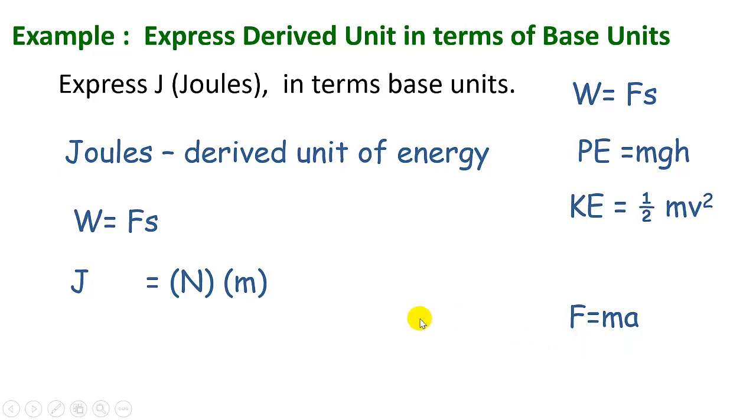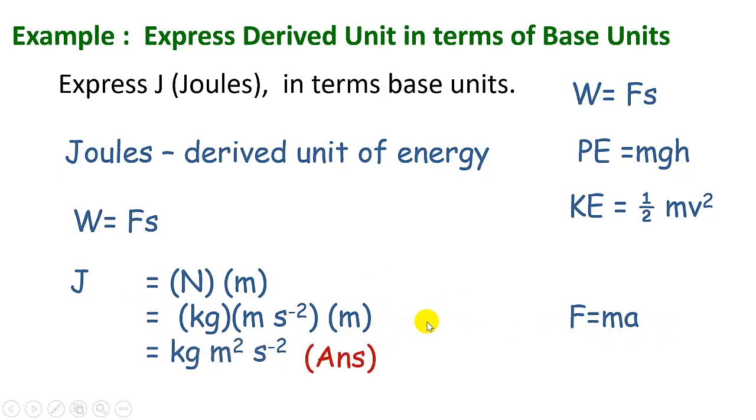Using that, Newton can now be written as kg, the unit for mass, times meter per second squared, the unit for acceleration. With that, we can find our answer by applying the indices law and grouping the similar terms together. And the final answer will be kg to the power of 1, meter to the power of 2, and seconds to the power of minus 2. I hope with this example, you have an idea of how to express derived unit in terms of base units. The same technique can also be used for expressing any unit in terms of other units.